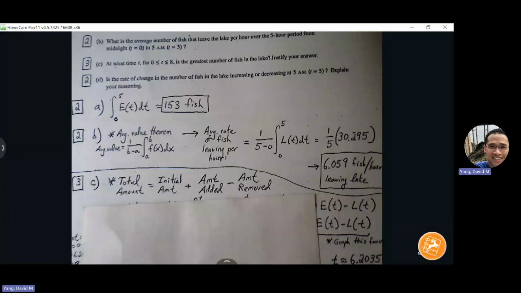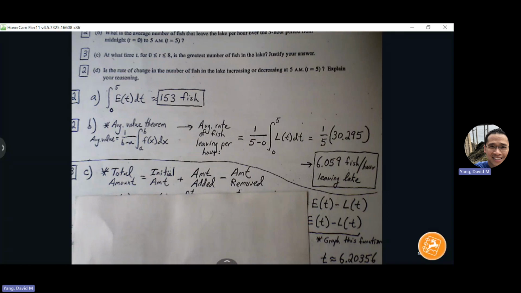Let's first read part C. At what time is the greatest number of fish in the lake? So we know there's a need for the extreme value theorem here because we see "greatest," right? If we see greatest or least, that should be an indication that we have to go through our candidates test. We have to test our endpoints and our critical points. And the way we get to our critical points is we have to find the derivative and set it equal to 0. But to get to the derivative, we have to first create the equation.